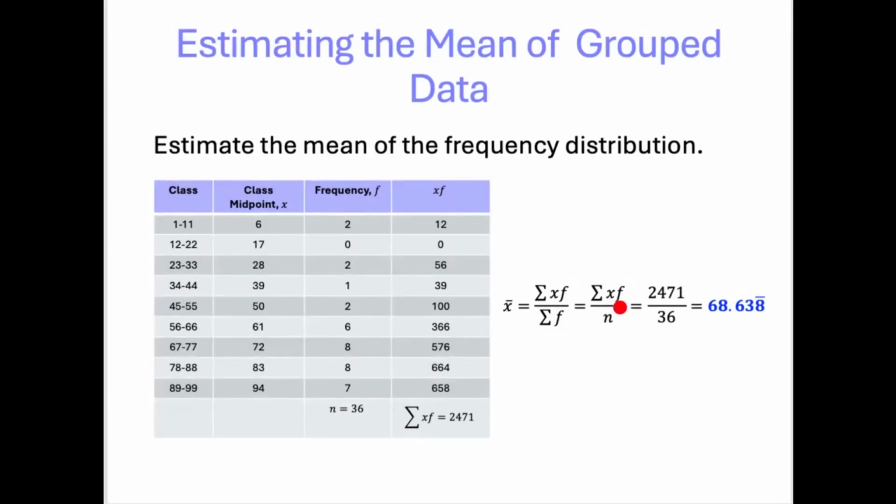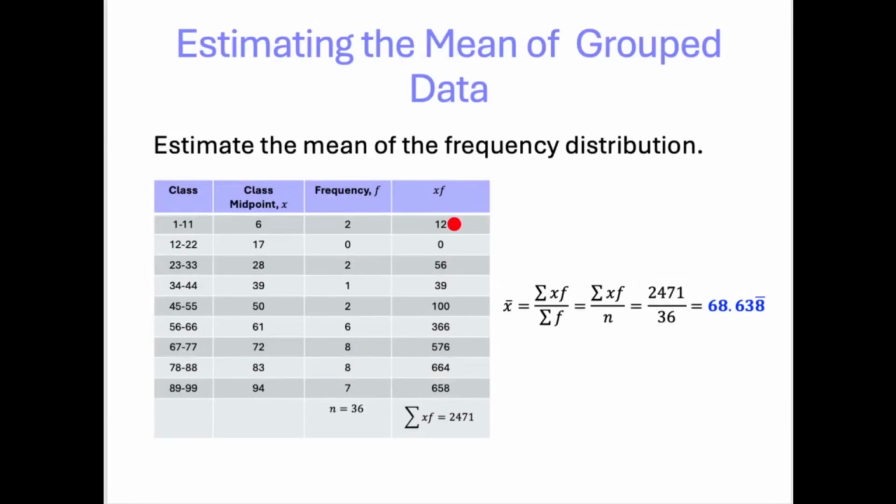So what I did was, if I'm doing it by hand, I made a little table. So a class midpoint of 6 times the frequency. There were 2 that were in that class of 1 to 11. 6 times 2 is 12. 17 times 0 is 0. 28, that's the class midpoint of this third class right here. There's 2 data values in that class. A frequency of 2. 2 times 28 is 56. And so we do that all the way down.